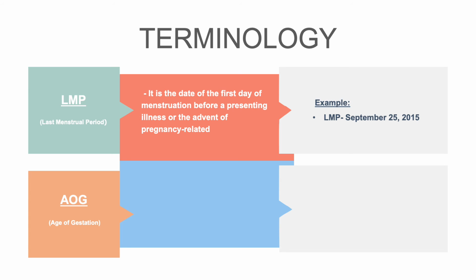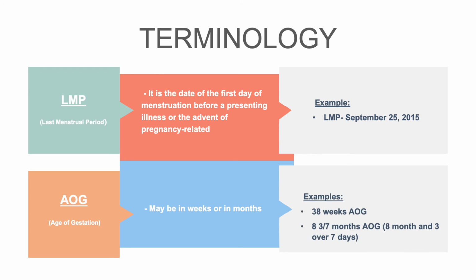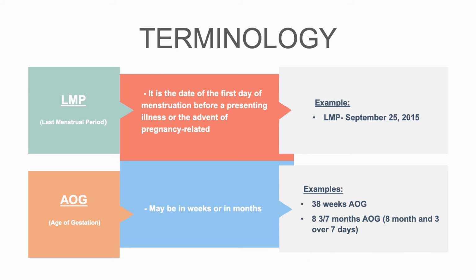The next terminology that we have is the AOG, or the age of gestation. This may be also known as the pregnancy length so far. This may be written in weeks or in months. We have two examples, first of which is having an AOG of 38 weeks or an AOG of 8 months and 3/7 days.